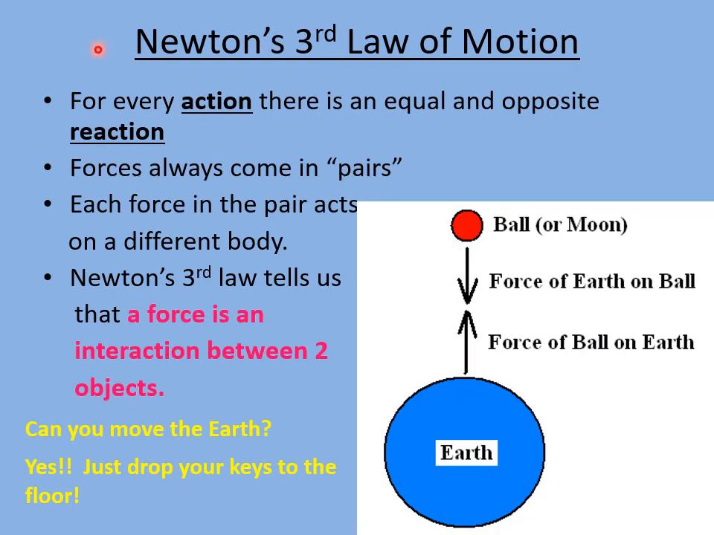All right, just to recap Newton's third law of motion: for every action there is an equal and opposite reaction. Forces always come in pairs. Each force in the pair acts on a different body. Newton's third law is basically saying that a force is an interaction between two objects.